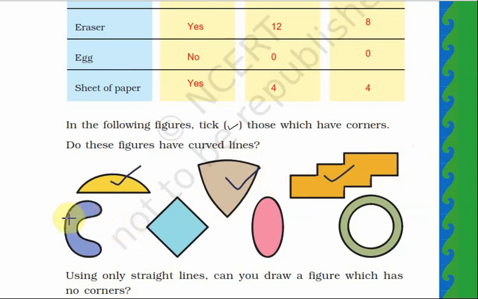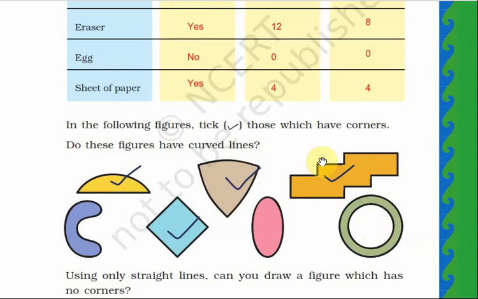Does this figure have corners? No, this does not have corners. It is made of a curved line and there are no corners. This is the shape of a square and it has corners. You can see 4 corners here. So tick here also. Does this shape have corners? No, this is the shape of an oval. It is made of curved line and no corners. Here you can see 2 circles, one circle and one more outer circle, and this figure also has no corners.